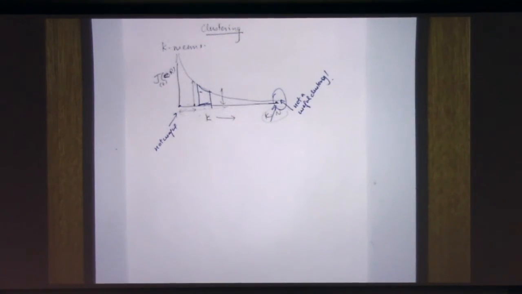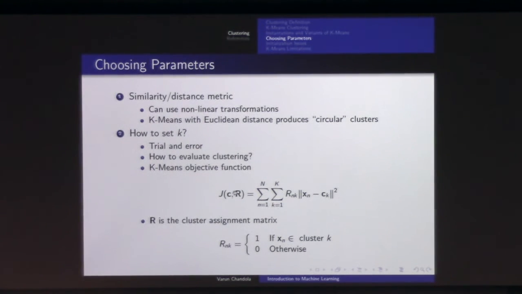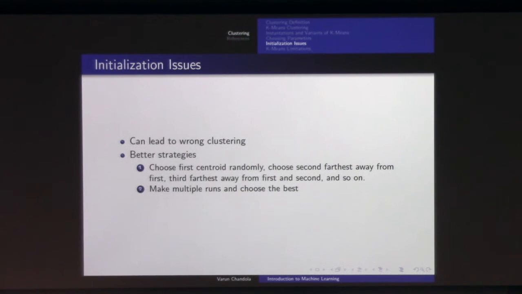Okay, so let me go back here. As I said, J is the objective function, right? So J is a function of C and R. C is the cluster centers that you get, and R is just the cluster assignment matrix, which basically tells you which point is in what cluster, all right? Of course, there are some issues with clustering, as I said, right? Choosing the initial parameters is very important.